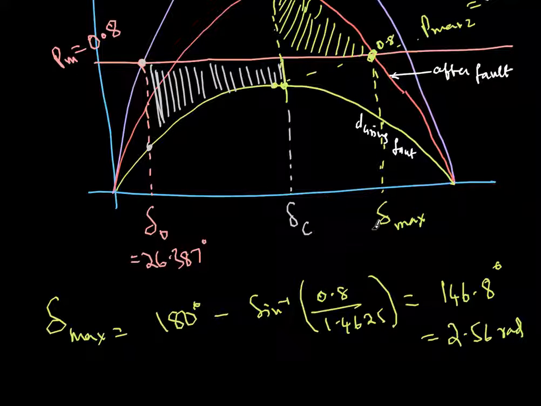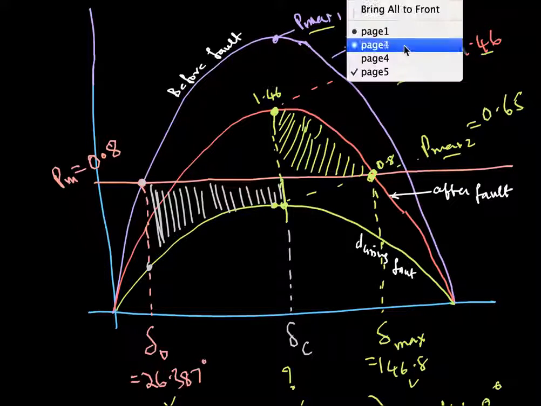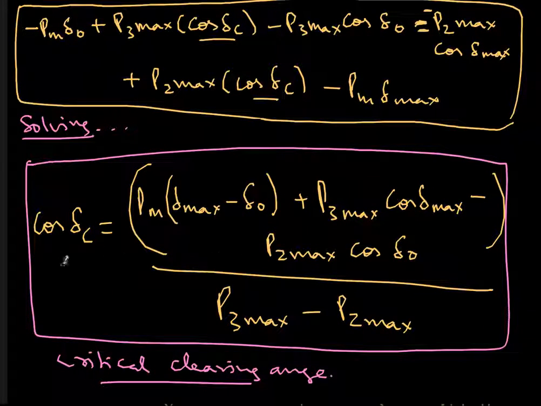So now I know this is 146.8. I know this angle, I know this angle. So this angle I have to find out. And then I also know P1 max, P2 max and P3 max. So then we can actually solve it. If I just quickly refer to the previous video which I have done, this is the formula. This is critical clearing angle. Here everything I know. PM is 0.8. Delta max we just calculated. P3 max, P2 max, all these things we know. So just by substituting all this, I'll be able to find the solution.